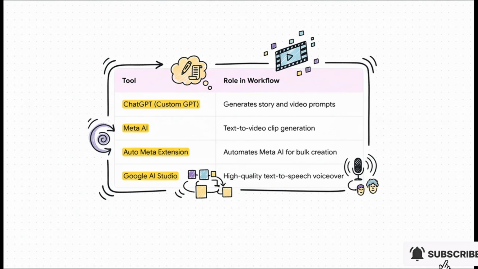Okay, so here's the lineup. First, you've got a custom GPT in ChatGPT. Think of this as your writer. It creates the story and the specific video prompts. Then Meta AI is your animator. It takes those prompts and makes the video clips. The real secret sauce, though, is the Auto Meta browser extension. This thing automates the whole video creation step. And finally, Google AI Studio is your voice actor, giving you a really high-quality voiceover.